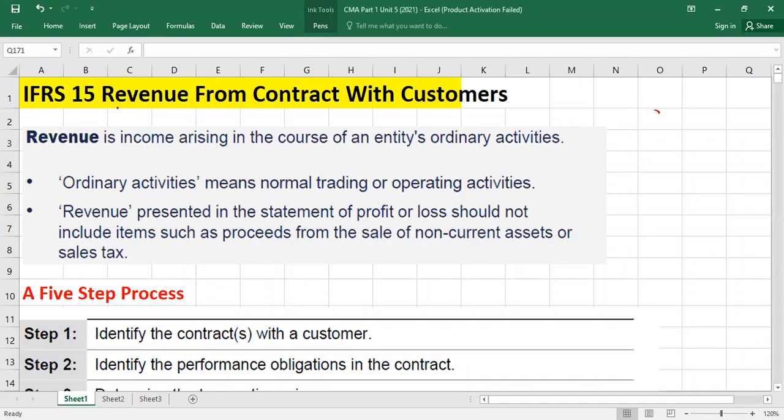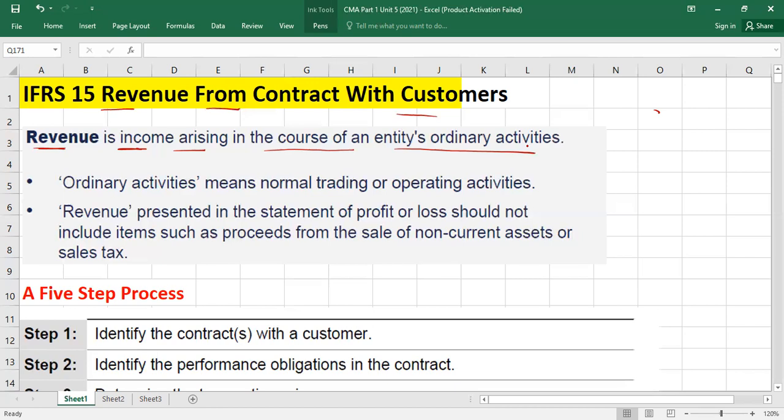So guys, today we are going to discuss revenue from contract with the customer. It is also called IFRS 15. There are no major changes between IFRS and US GAAP; almost it is similar. Okay, so what is the definition of revenue? Revenue means any income arising in the course of an entity's ordinary activities.